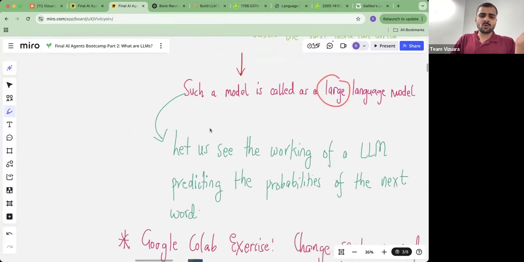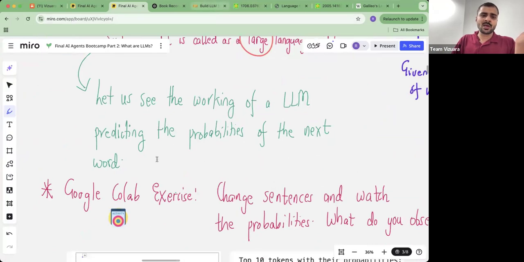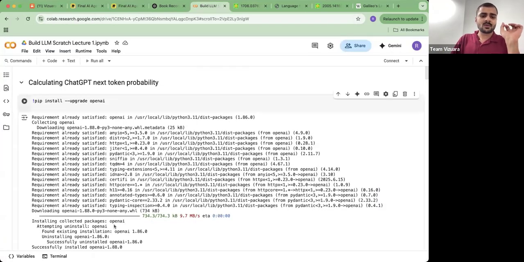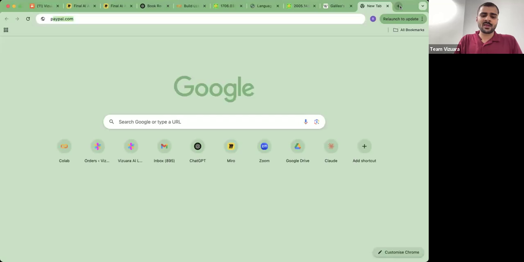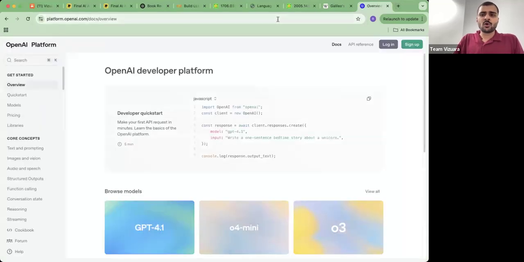So we are now just going to do a small activity in Google Colab. Before we move to Google Colab, I want to ask how many of you have access to your own OpenAI API key? We would need an API key for the rest of the duration of the bootcamp. So I'm just going to show you the process of creating your own API key. I'm sure many of you already know this, but you have to go to openai.com, then you have to log in.